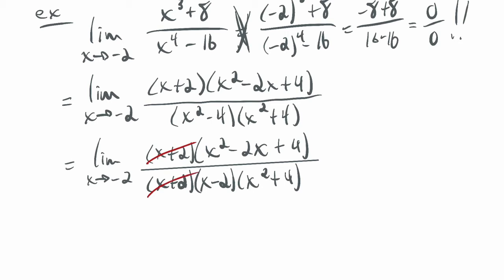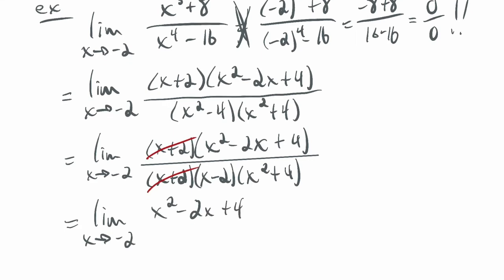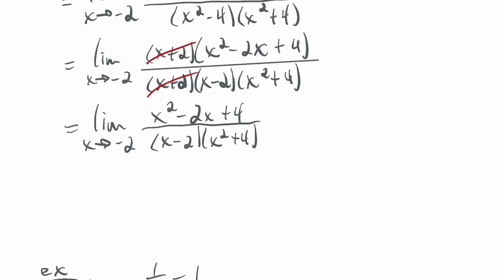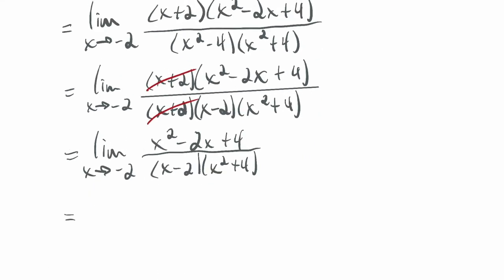Okay. So this is equal to the limit as x goes to -2 of x squared minus 2x plus 4 over, and if I really wanted to, if I had a reason to do it, I could FOIL these together again. I don't need to, but I could if I wanted to. Then x minus 2 times x squared plus 4. Okay, running short on room, but we're almost done.